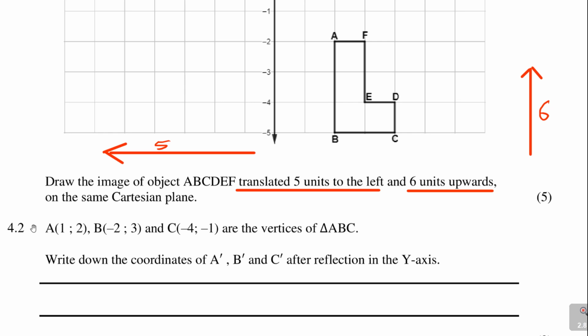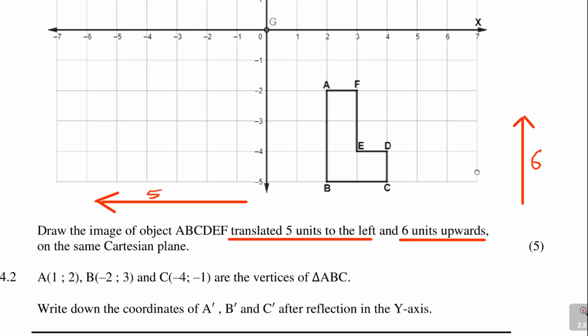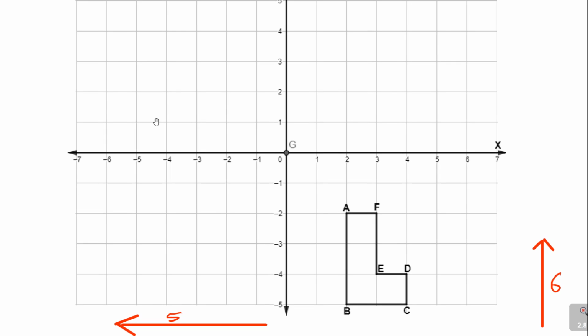So we can start with A. What is my A originally? If I look at the coordinates, you know how to read coordinates, right? You can see that the x is 2 and the y is minus 2. That's what I'm saying when I say read. So you've got 2 and minus 2.